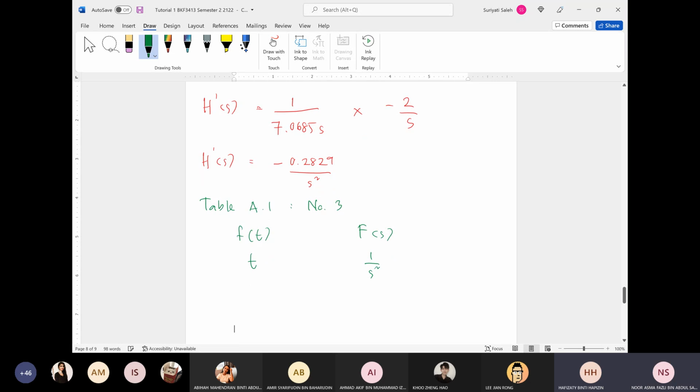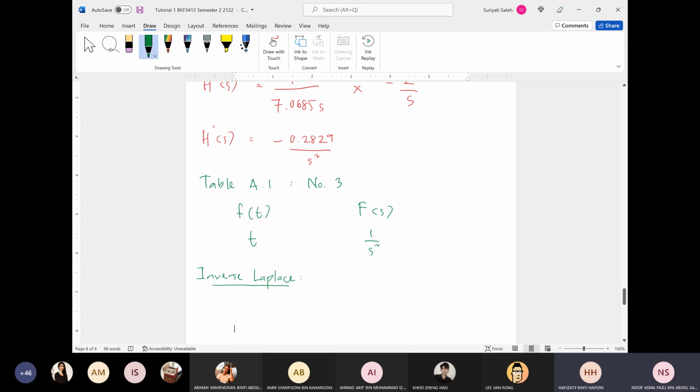So when I want to do the inverse Laplace, in this case, H prime S becomes H prime t automatically, equal to negative 0.2829, because I have S as 1 over S square, then it becomes t. So this is my inverse Laplace.